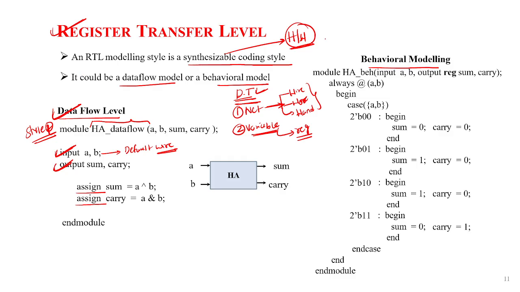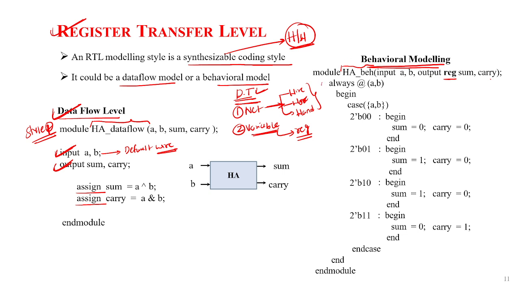Now behavioral modeling. Module, and this is my identifier, half adder behavioral, input a comma b, output. If you are using behavioral modeling, the output should be reg data type. So I am declaring reg sum comma carry. Now I need to use a procedural block. The initial block is non-synthesizable, we use it in the test bench. In the design we can't use the initial block.